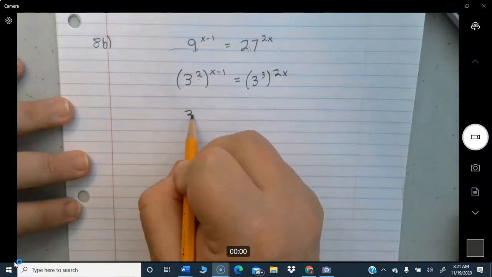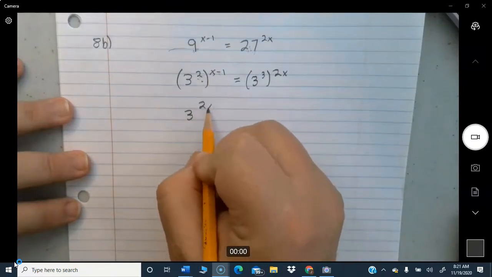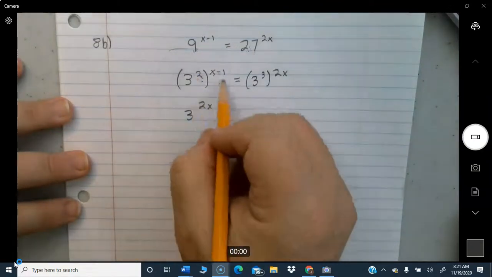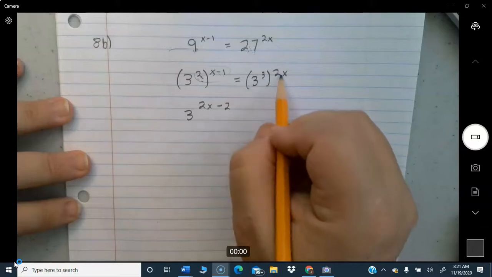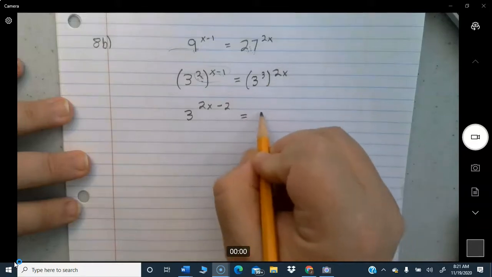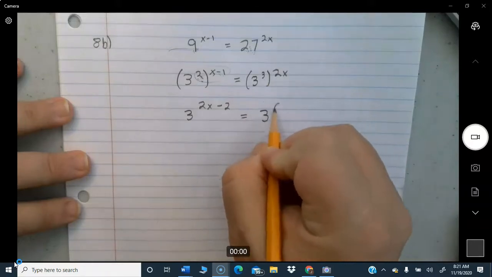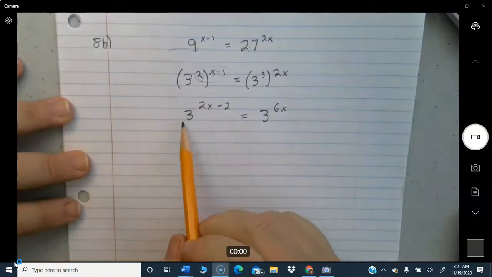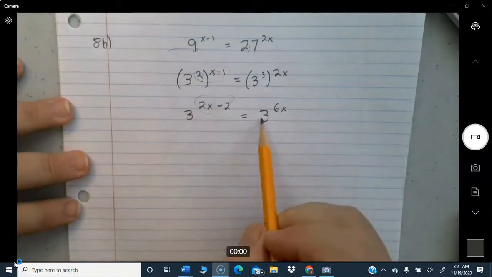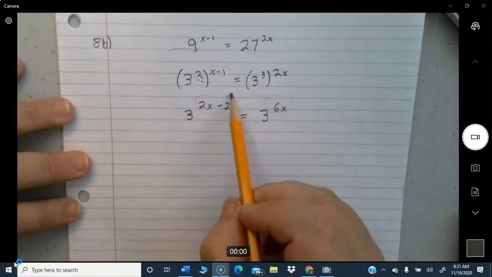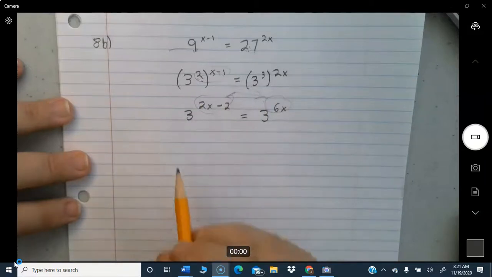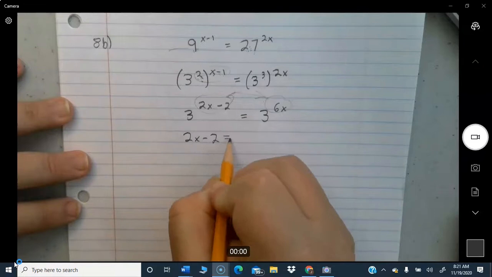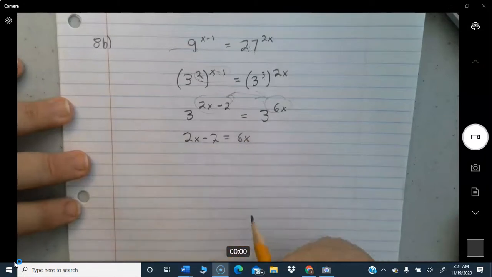So that's going to be 3 to the 2 times x, and 2 times negative 1 is negative 2. So I multiplied those. Now this is 3 times 2x, which is 6x. Okay, and now we're back to where we were on the previous problem. Since 3 raised to this power equals 3 raised to that power, then these two exponents must be equal to each other. So you don't even need to use logs. You just say 2x minus 2 equals 6x.